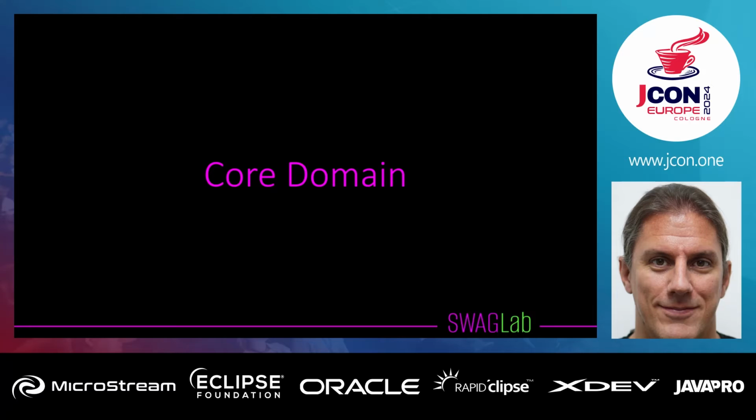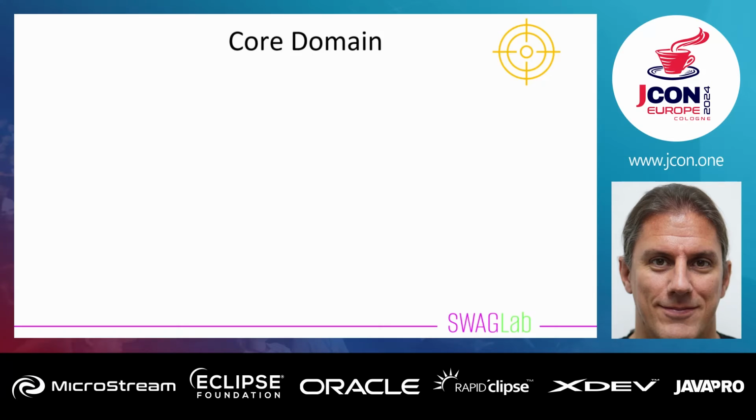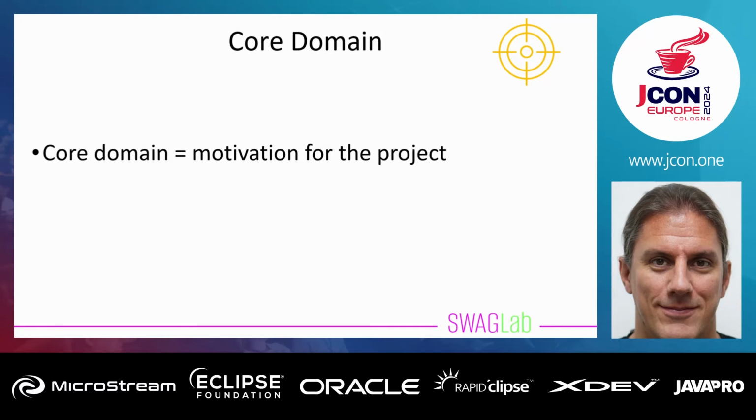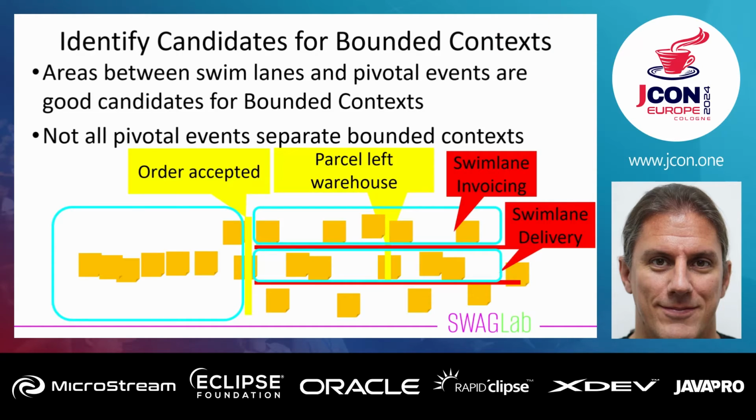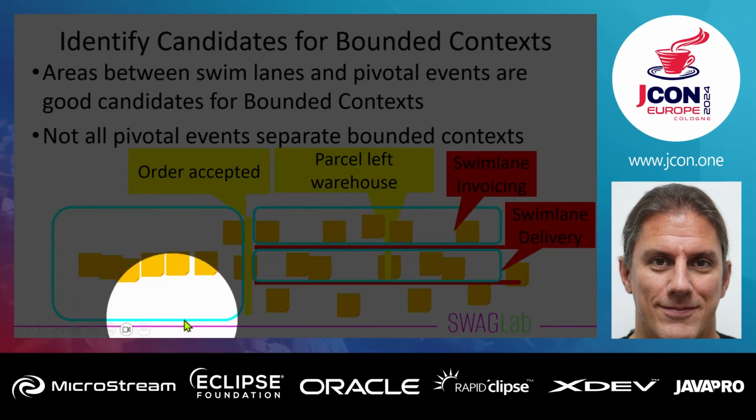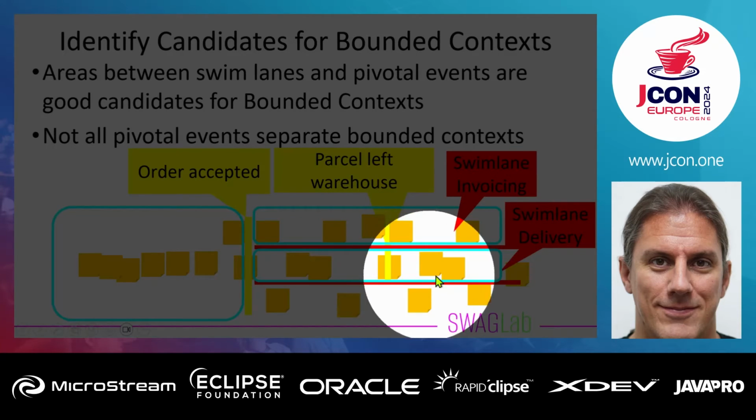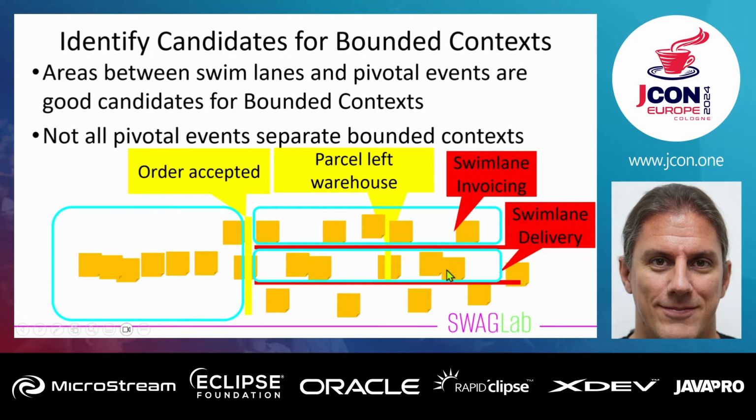What's next? Core domain. So the core domain is the motivation for the product. So the question is, are swimming lanes natural indicators of bounding context? As I said, yes. I mean, that's basically what I was trying to say in this slide here. So these are good candidates, but you have to look a little bit closer, and there might be exceptions.